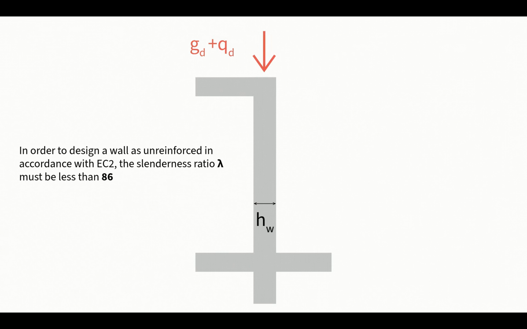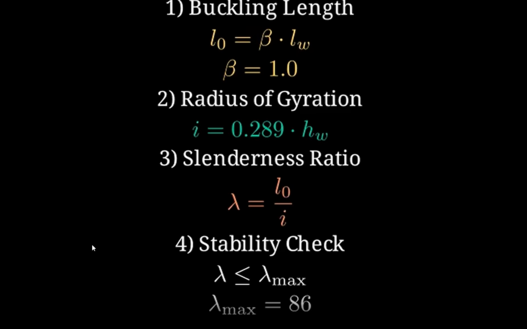This time I'm using only Karamba and making a simulation of an unreinforced concrete wall. First, let's mention the boundary conditions. We have an interior wall which is supported on both sides, top and bottom, and gets dead and live load from the floor slab. In order to design a wall as unreinforced with Eurocode 2, we have to limit the slenderness ratio to 86. And here are the formulas which are used to reach that.